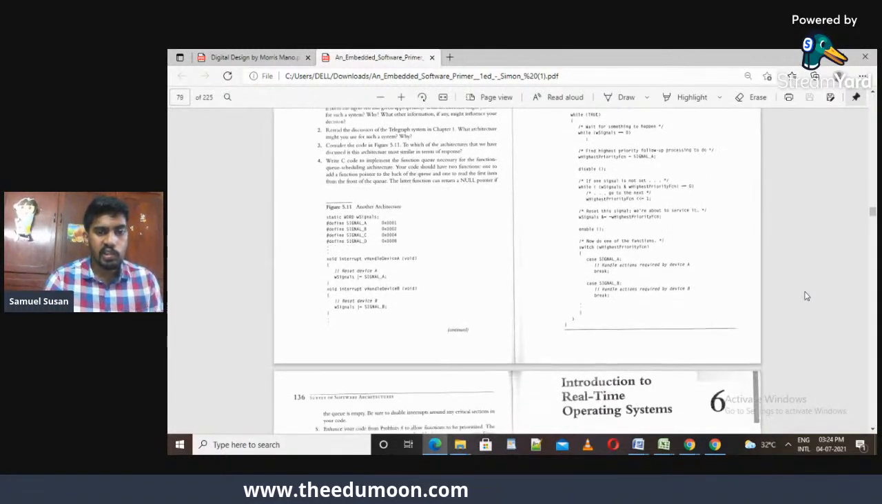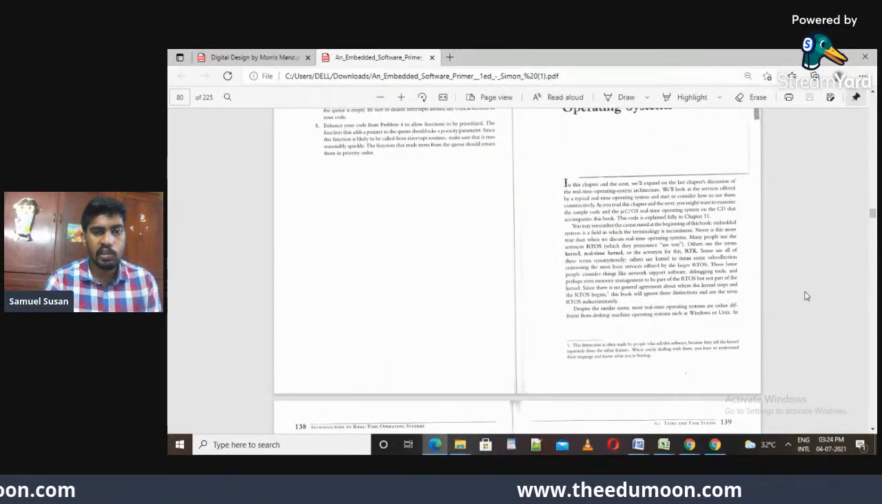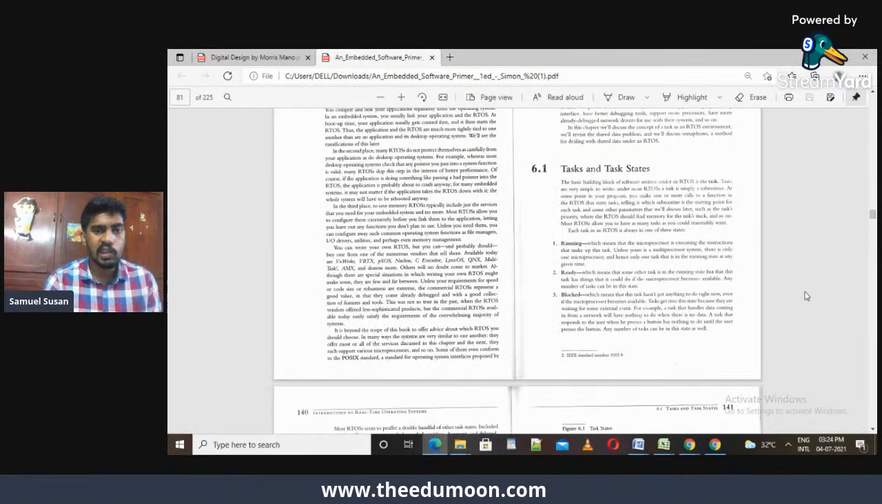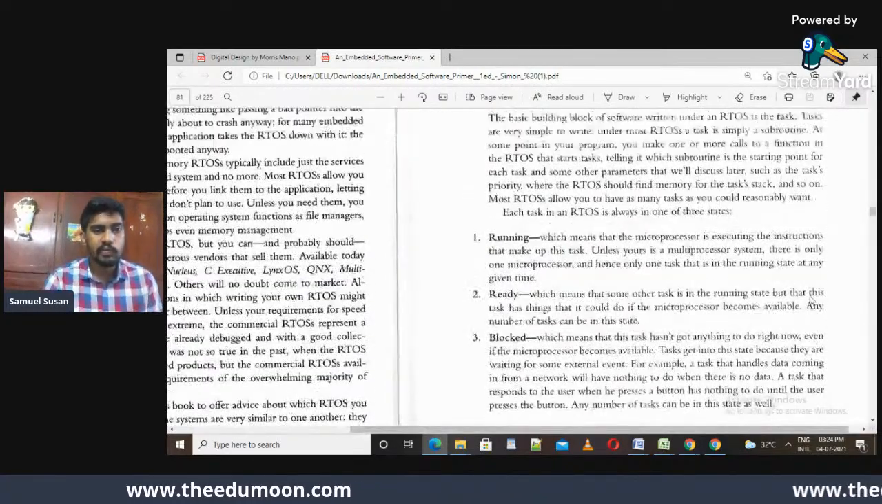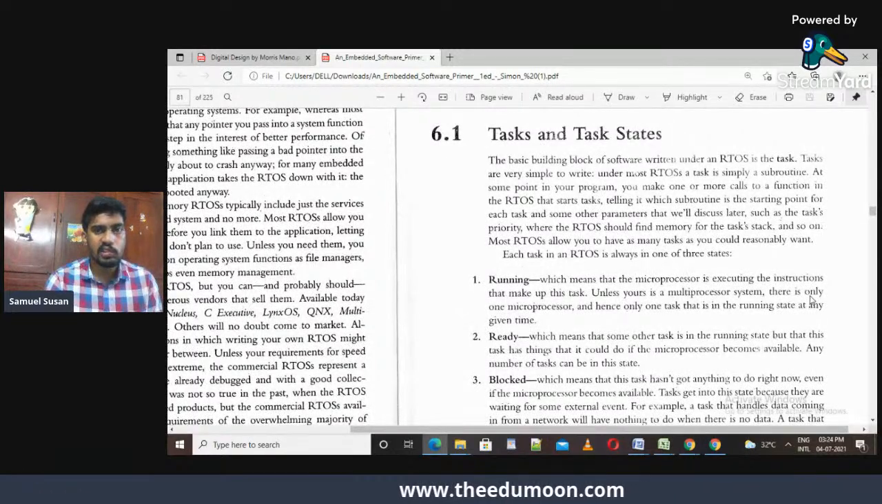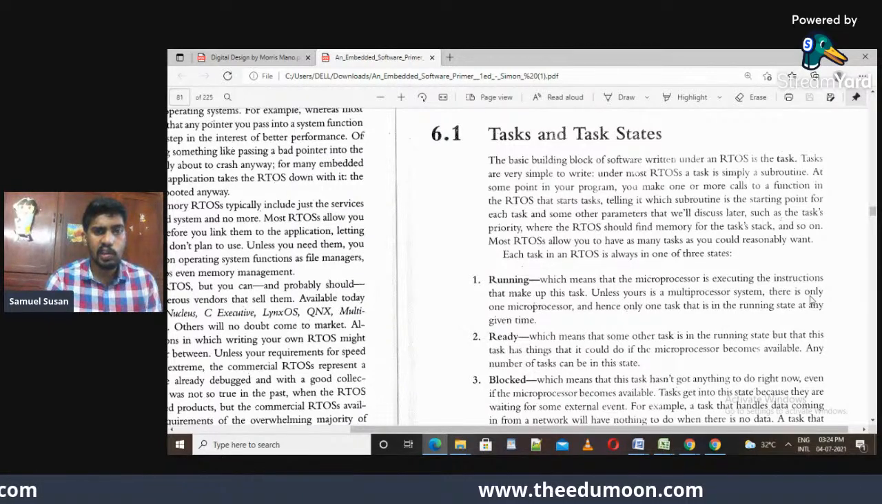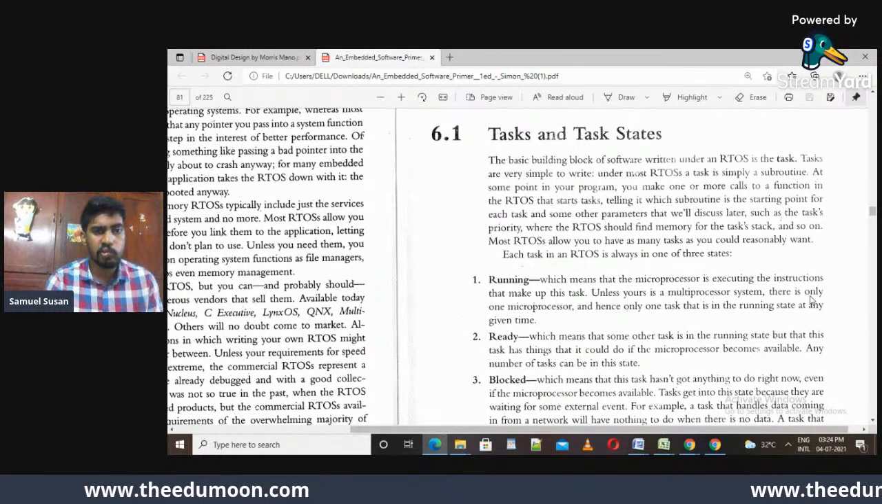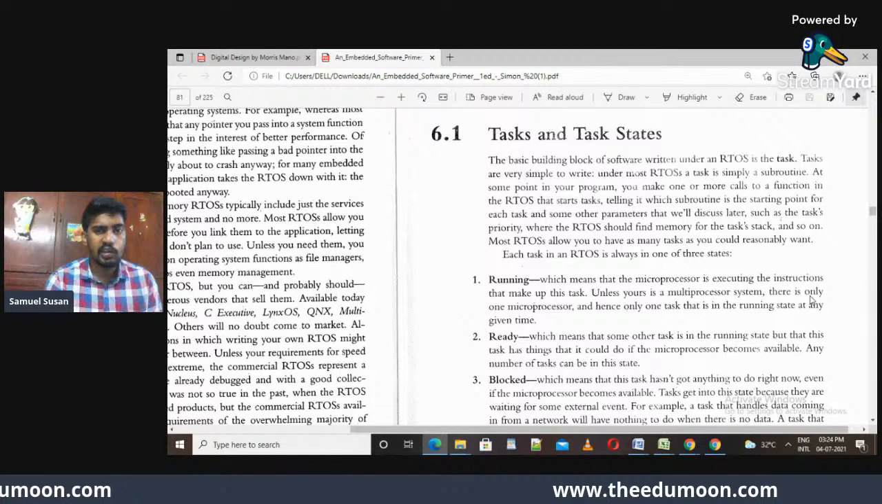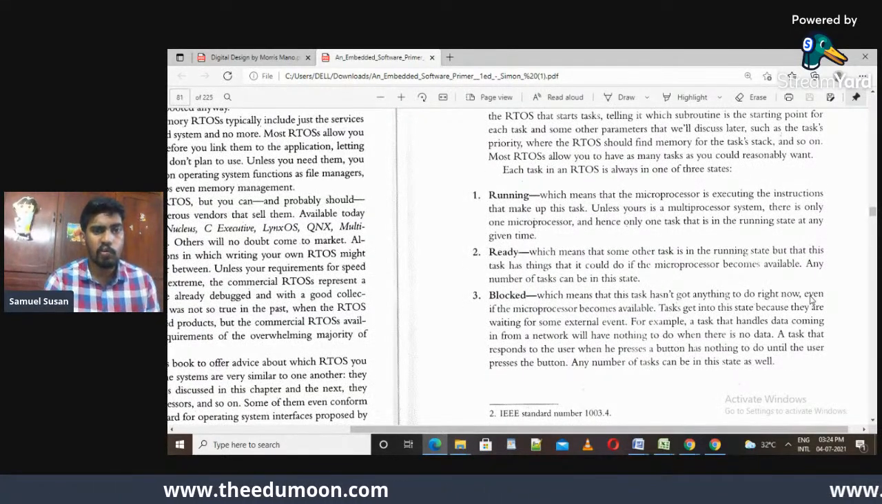Next, as we discussed, from the sixth chapter onwards we come to the real-time operating system, and here the important topics are tasks and task states, right? You can expect a question from this one, task and task states. Any task that is running is the basic building block of software for an RTOS. It is very simple to write a task and run it. It's like a subroutine when you write programs in your microcontroller or even in a C program. It can be in three different states: either running state, ready state, or blocked state.